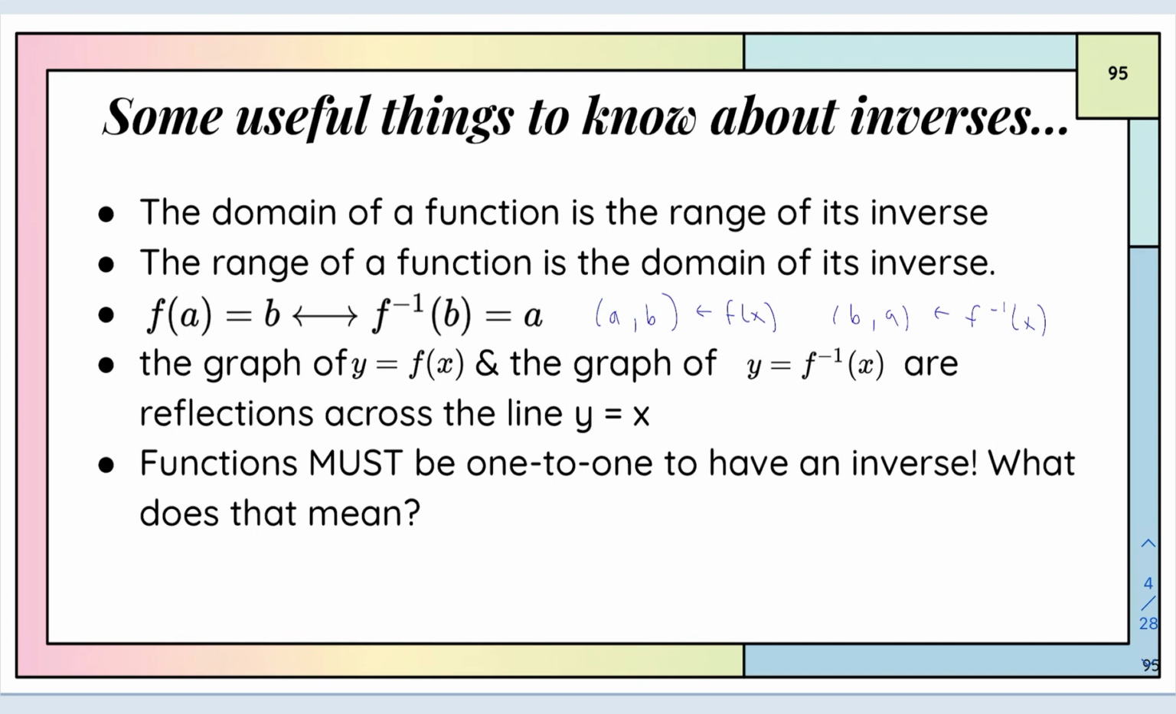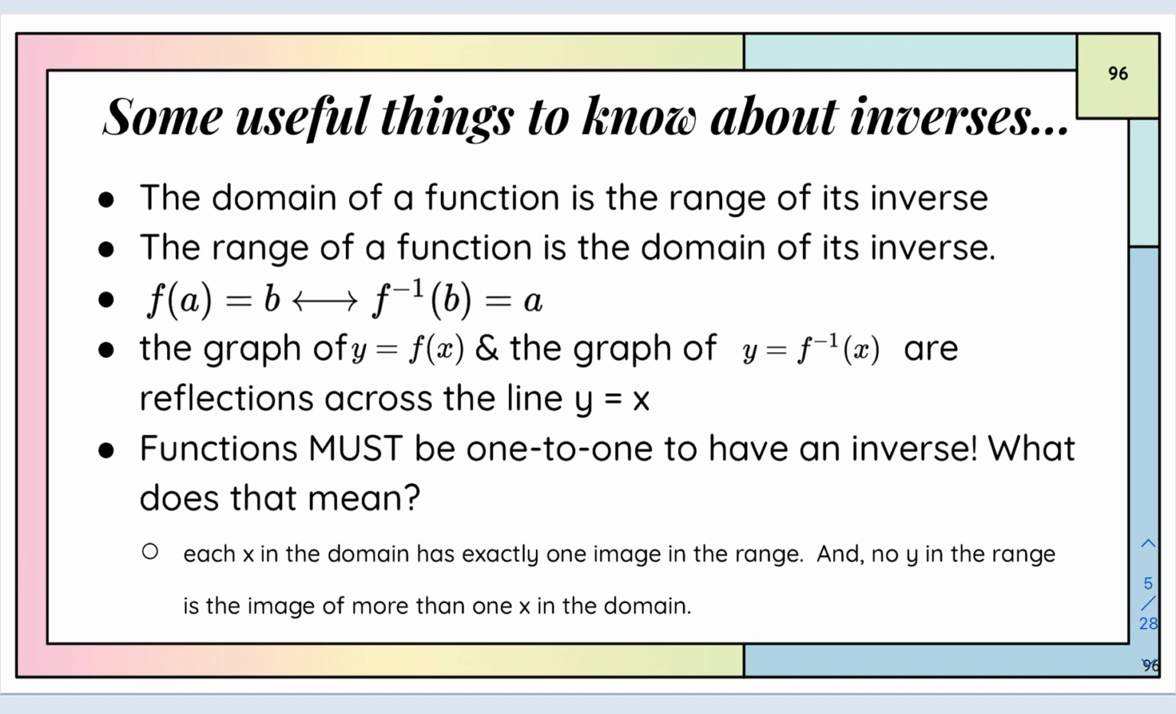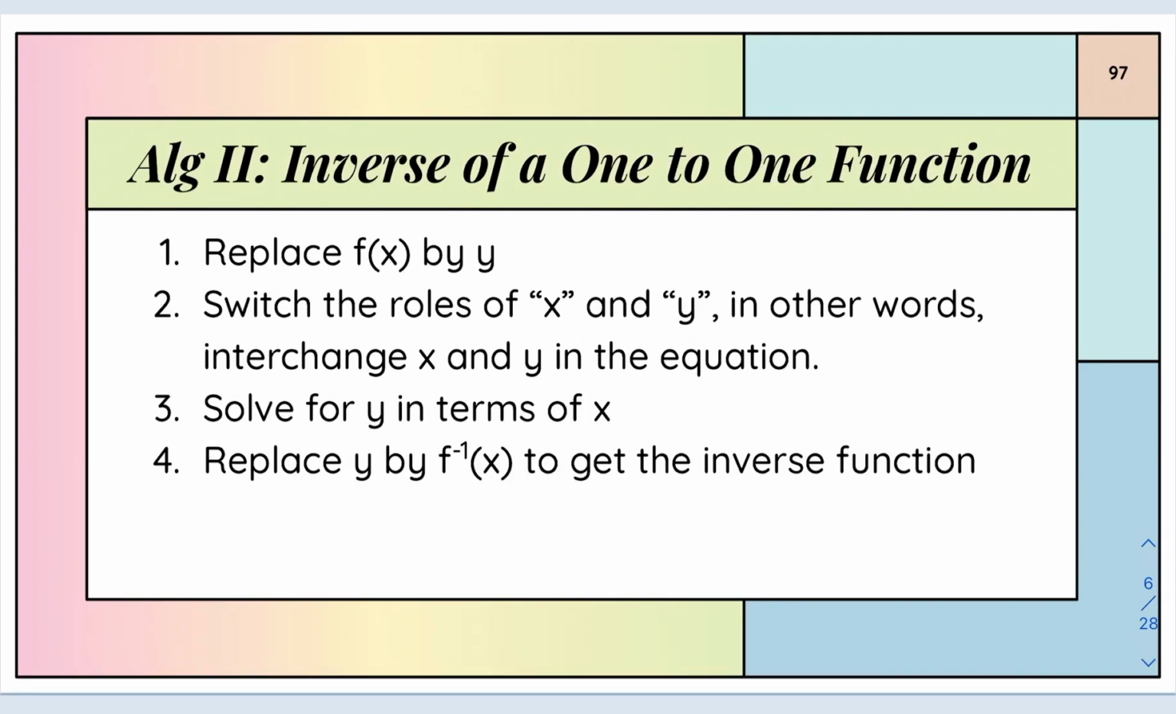In order for a function to have an inverse, it has to be one-to-one. And that means that it needs to pass the vertical and horizontal line test. So not only does every input need to have a single output, but every output needs to have a single input. Okay, in Algebra 2, when a function was one-to-one and we found the inverse of it, we would switch x and y, solve for the new y, and then replace y with f inverse of x.